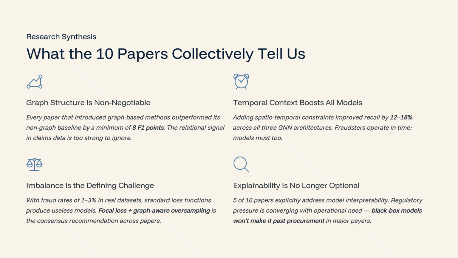Third, class imbalance is a defining engineering challenge. Focal loss plus graph-aware oversampling is the consensus fix. Get this wrong and your architecture choice becomes irrelevant. The fourth one is explainability, which is no longer optional. Five out of 10 papers explicitly addressed it. Regulatory pressure and operational necessity are converging. Black box models won't survive procurement at a major payer.